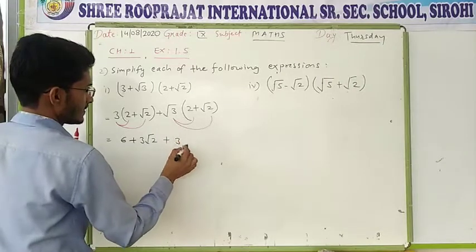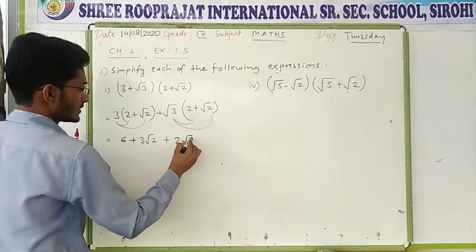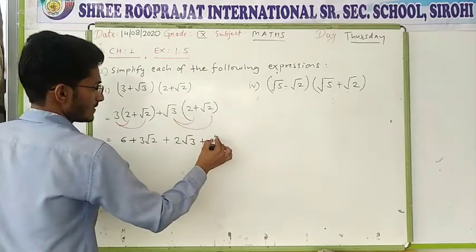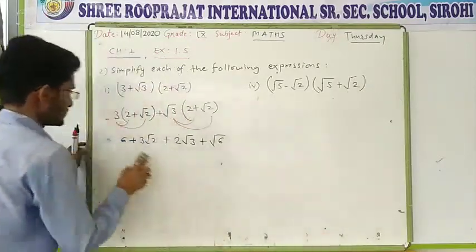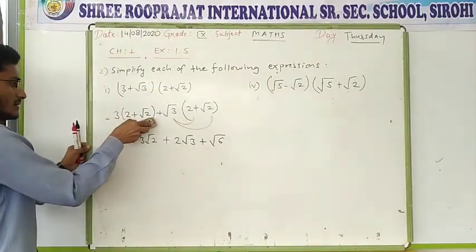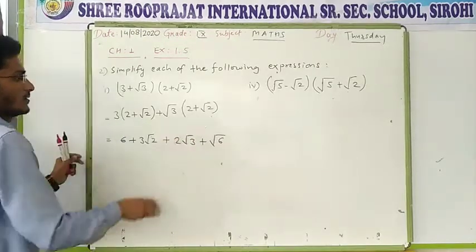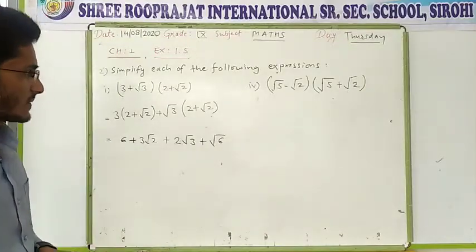So you will get 2 root 3, and here root 3 and root 2 you will get root 6. Okay, so here you are getting the answer 6 plus 3 root 2 plus 2 root 3 plus root 6.